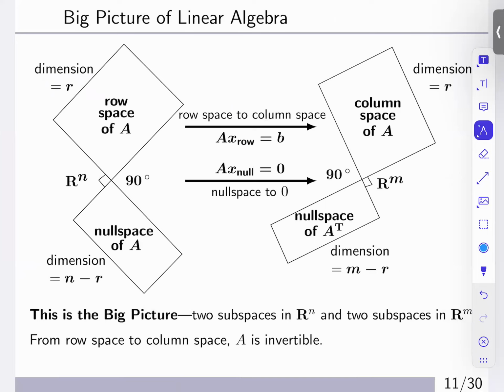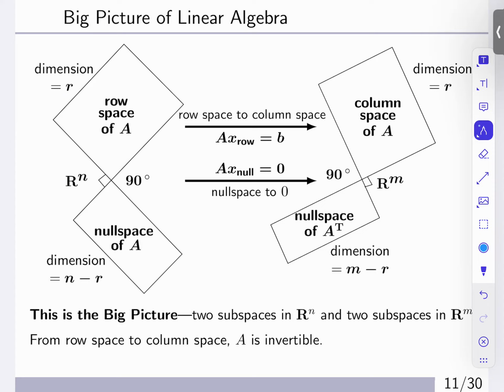Now, this is called the big picture of linear algebra. And this is a completely different way of looking at linear algebra. In undergraduate linear algebra, we don't see this. So let me tell you what that is. You have a matrix A. That matrix has a row space and that matrix has a column space. Everyone is clear about what the row space and the column space are.